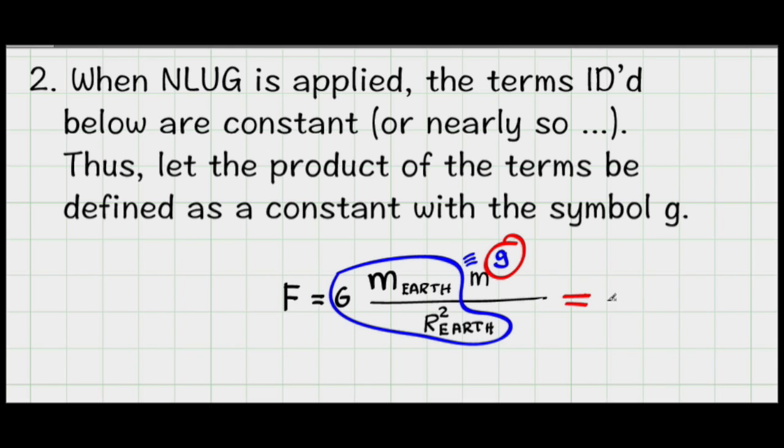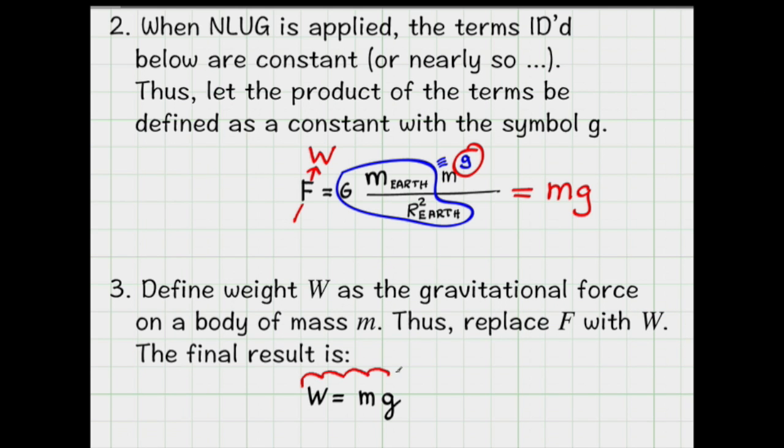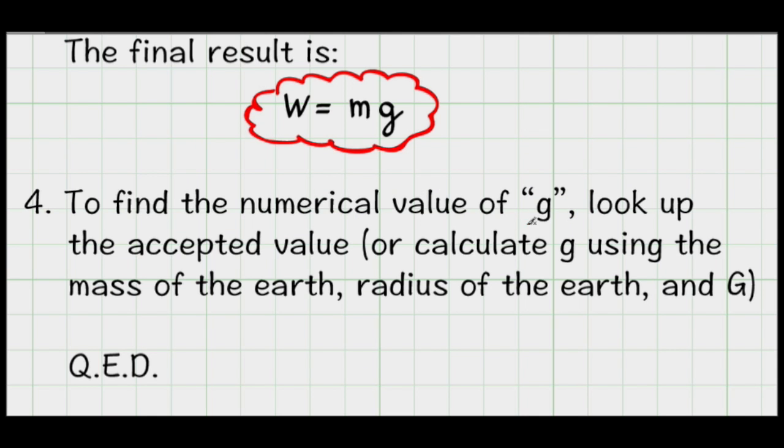So the right-hand side of the equation becomes the mass of the body on Earth times this constant g, and then I'm going to define the weight W as a gravitational force on a body of mass m near the Earth. The final result is right here. To figure out the numerical value of this constant g, look up the accepted value, or you can calculate this using the mass of the Earth, the radius of the Earth, and the gravitational constant G.